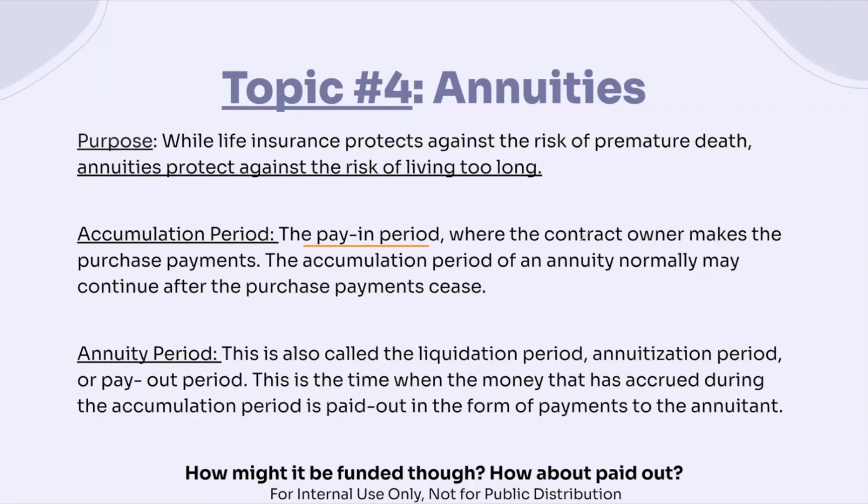Okay. The annuity period, on the other hand, is the payout period, right? This is where the money that has been accumulated during the accumulation period is paid out to the annuitant. Annuitant is another vocab term, and it's basically the person receiving the payments. It's also often paid out in something called annuity units, right? We're not going to go too much in depth for this introductory review course, but you're welcome to explore that more later on.